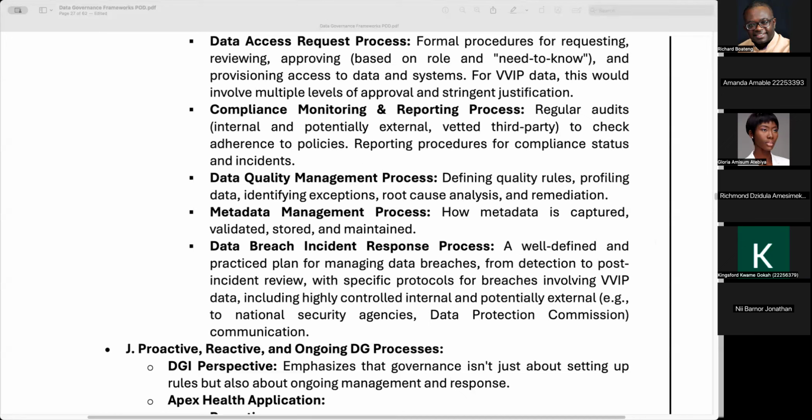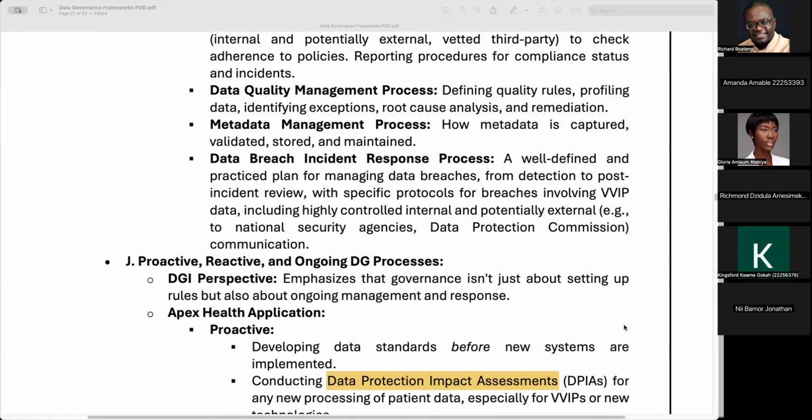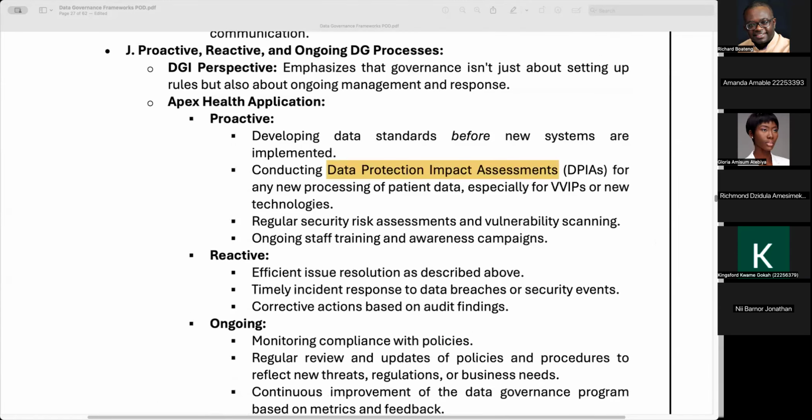And finally, DGI talks about proactive, reactive, and ongoing DG processes. How does that cycle work? DGI sees governance not just as setting rules, but as a continuous cycle of activity. Proactive elements are about prevention and planning, embedding data standards into new system implementations from the start, conducting mandatory data privacy impact assessments, DPIAs, as required by Act 843, before processing VVIP data in new ways or using new technologies, performing regular risk assessments to identify potential vulnerabilities before they are exploited, and providing foundational training to build awareness.